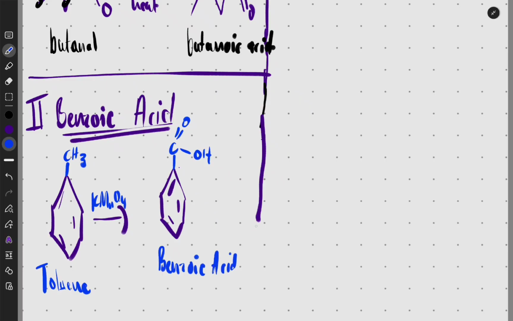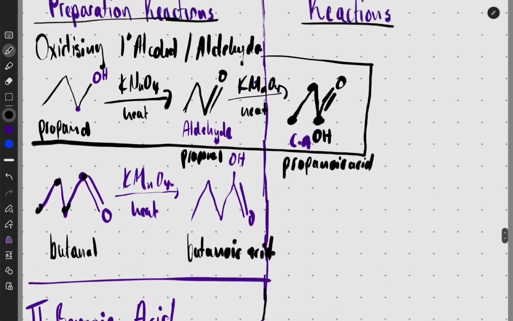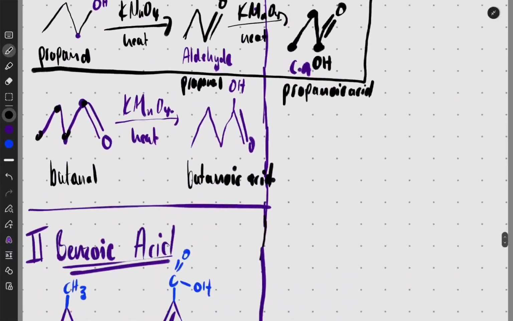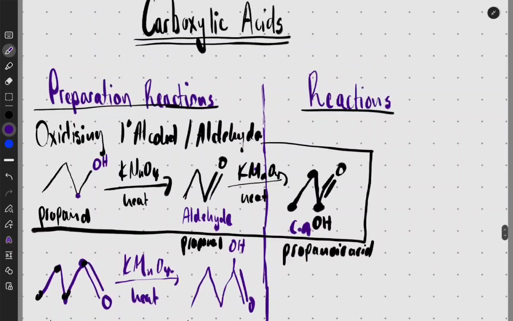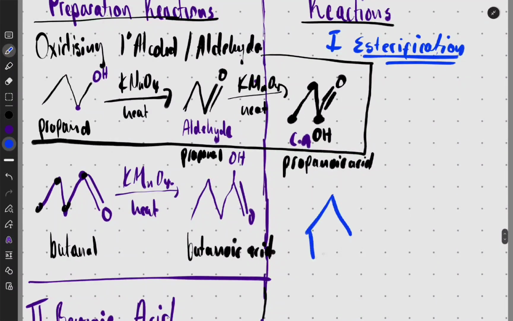How good is this? Now that you know how to prepare benzoic acid and how to prepare the other carboxylic acids, let's talk about the reactions that carboxylic acids do themselves. The reactions that carboxylic acids do, how many do we have? Just two. Number one is going to be esterification. Esterification is your number one, which, I mean, everybody knows this one.